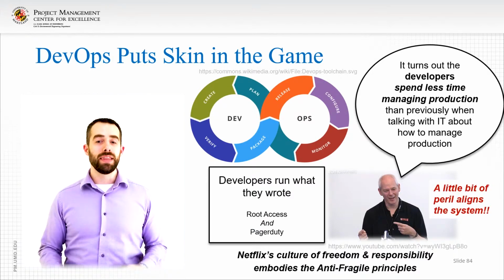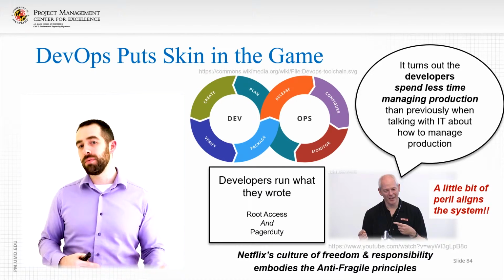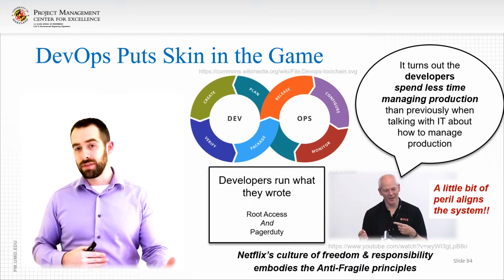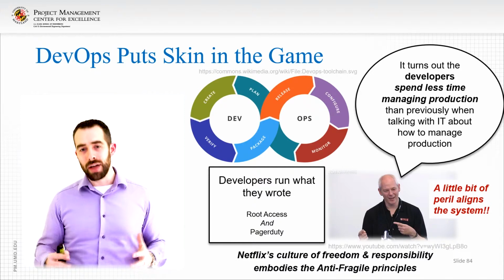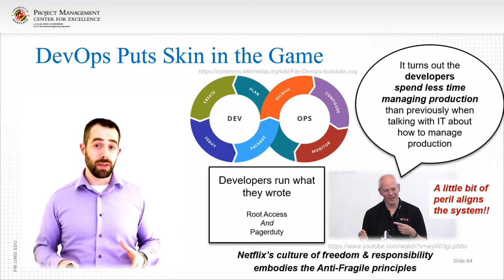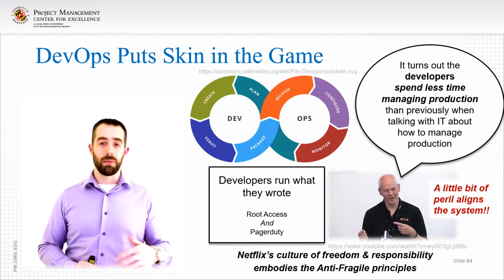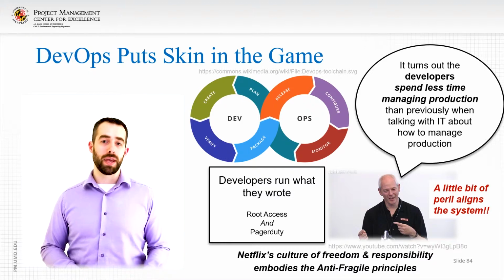It turns out that having a little peril, this risk of having to actually fix a problem when you put a problem out into production, this peril actually helped to align the system so that developers built code that would run successfully. And of course, we talked about the Simian army, which was out there banging on the code anyway. So they knew they were going to get responses.